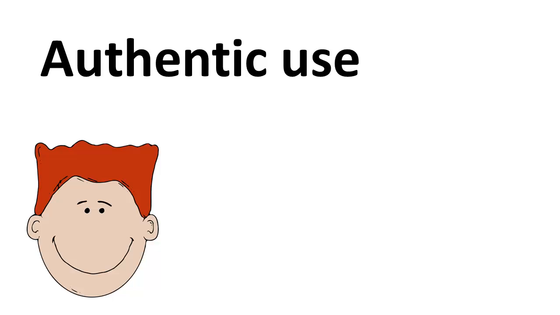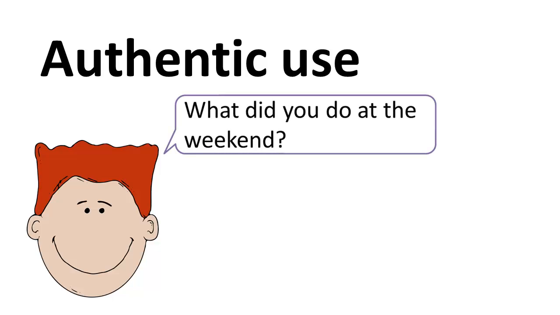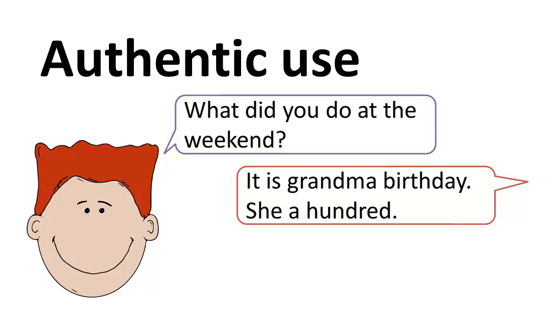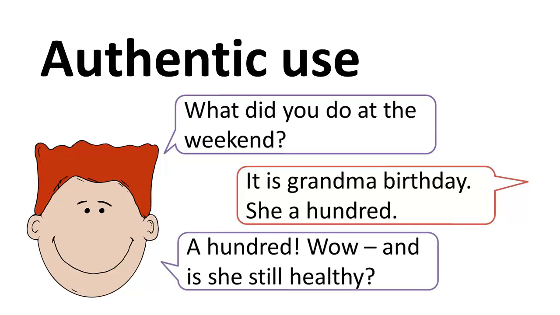Sometimes it's for very authentic use too. Here's an example. What did you do at the weekend? It is Grandma's birthday. Is she 100? 100? Wow! And is she still healthy? Now, here clearly you've echoed what the learner has said, but this is in a completely appropriate manner. This is very normal. You'd say this to your friends in exactly the same way. So I think this is really authentic use, and I think there's no issue with this for me at all.